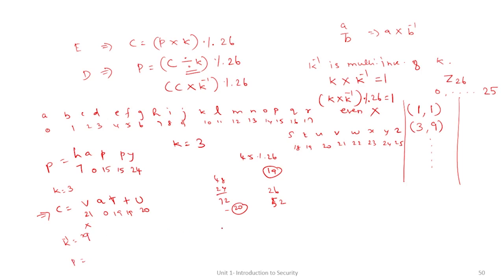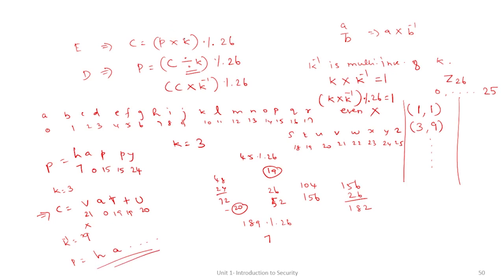So 21 into 9, it is 189. So if you do the modulus operation, 52, 52, 104, 104 plus 52, 156, 156 plus 26, it is 182. So the remainder is 7. So the 7th value is H. 0 into 9, 0. So the 0th value is A. So like that we can easily retrieve the answers.